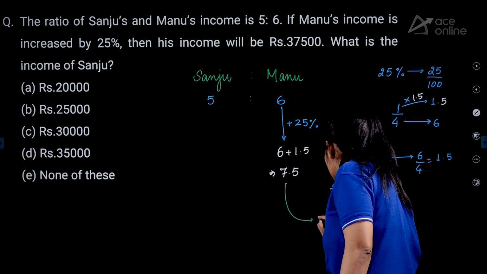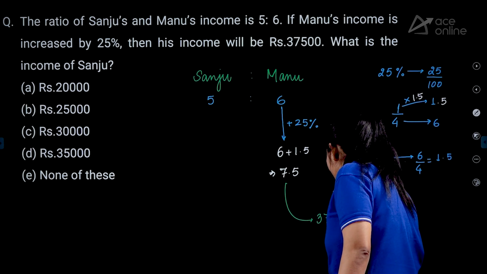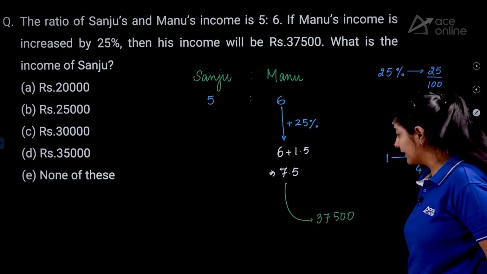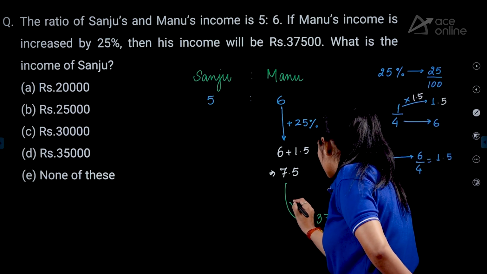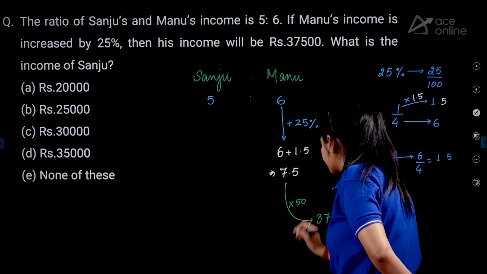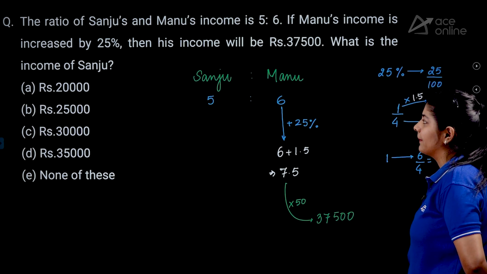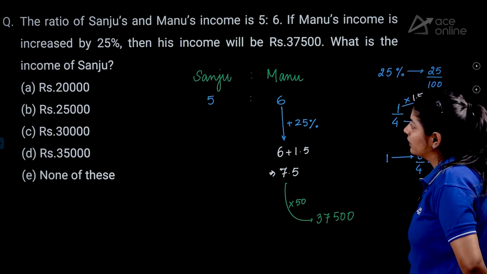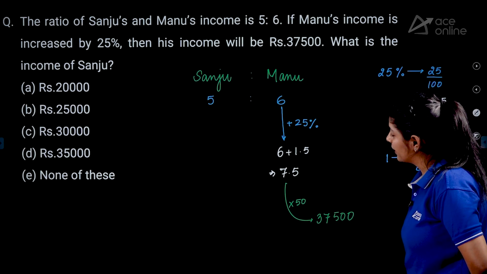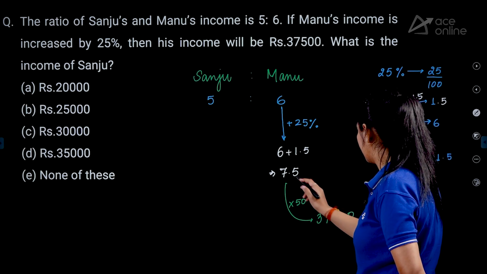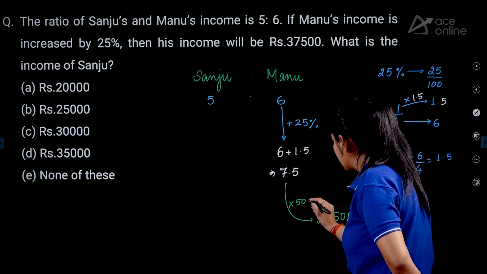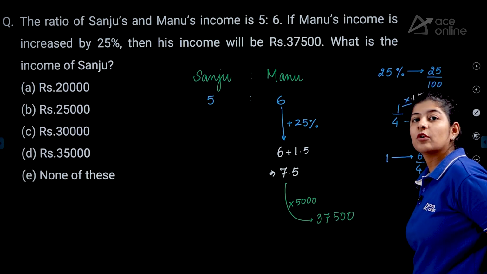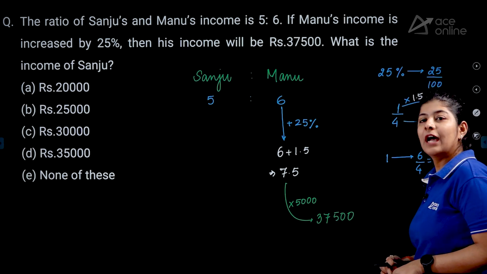This is actually 37,500. That means it is present on the multiple of 50, right? Now what we have to find out, basically, okay, this is not present on the multiple of 50. Wait. Here it is present on the multiple of 5,000. This is present on the multiple of 5,000, right?